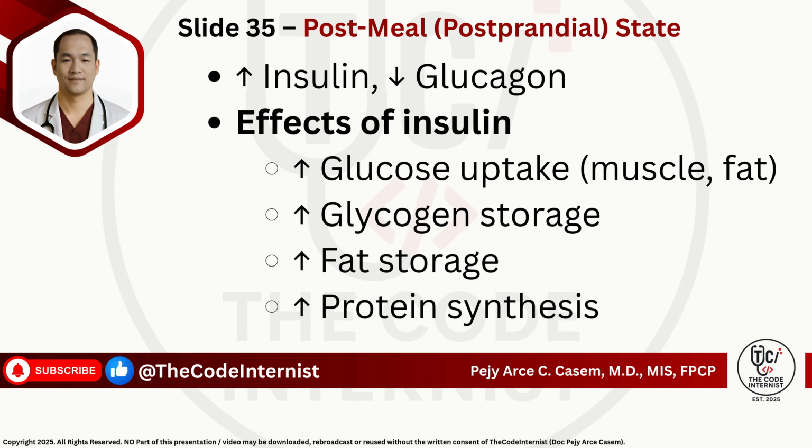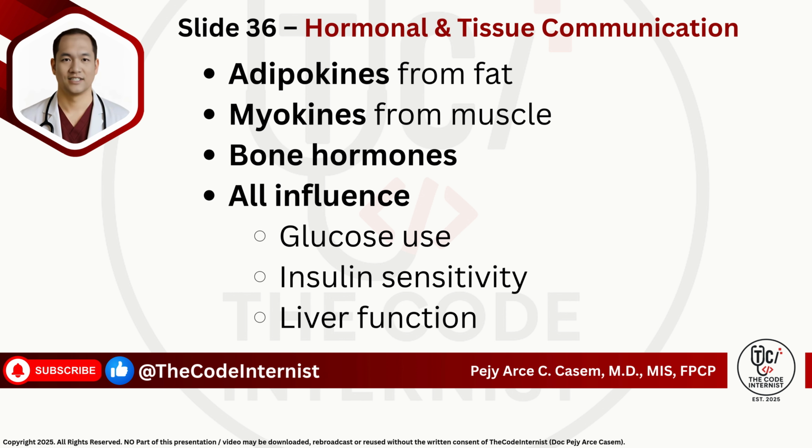After eating, the body switches gears. Insulin levels rise, and glucagon drops. This tells the body to start storing energy. Muscles absorb more glucose to make glycogen. Fat cells store more fat, and protein synthesis is activated. Insulin plays the role of a builder after a meal, storing sugar, building proteins, and preparing the body for the next fasting period. It's not just insulin and glucagon calling the shots.